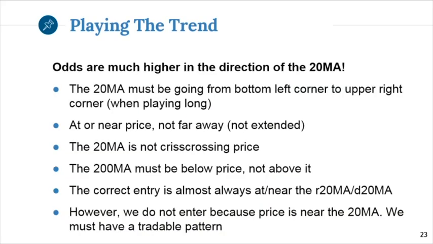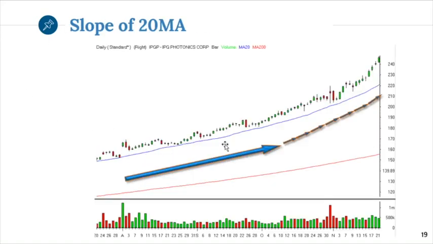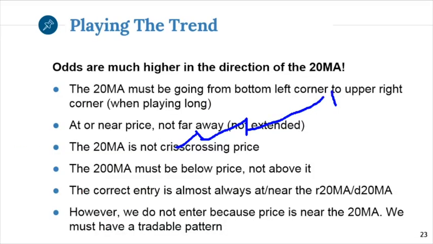Now, when playing the trend, just understand that odds are much higher in the direction of the 20 MA. So if you have an uptrend, the odds are in your favor if you play in the direction of the moving average. If you play against it, you can still make money sometimes. Here, if you shorted, you made money here. But look at this. Look at the move before you get this little drop. Look at this move. So odds are in your favor if you play in the direction of the trend rather than against it.